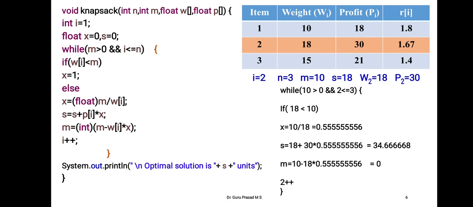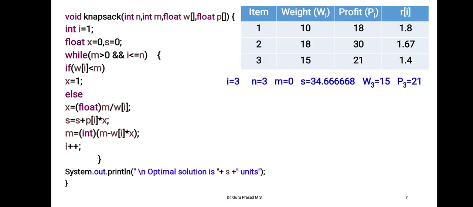Sum of profit is s plus p of 2 into x. S value is 18 plus p2 value is 30 into x value. We got sum of profit as 34.666668. And you have to calculate the m value. M is m minus w2 into x. M value is 10, 10 minus w2 which is 18 into x value. So the m value is 0. Next, I plus plus, I is incremented to 3.